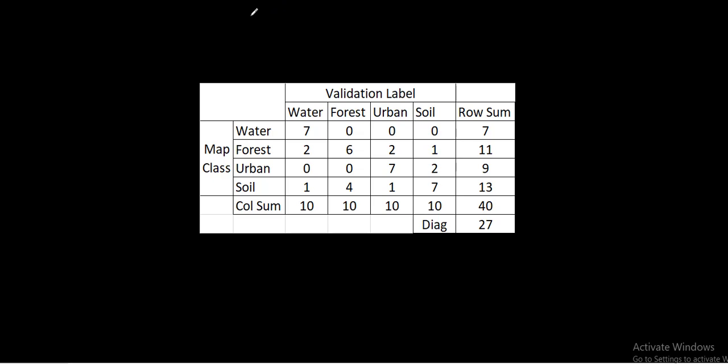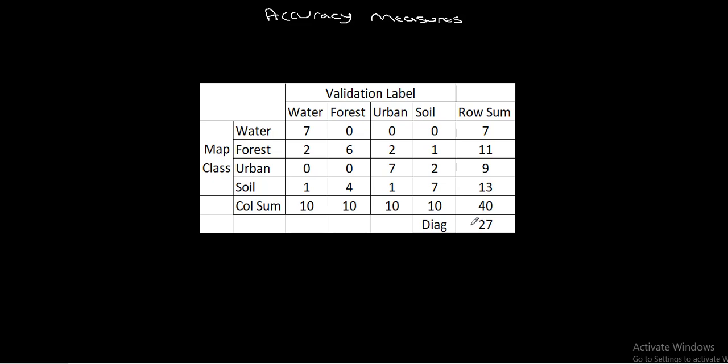And in this remote sensing lecture video, I want to continue our discussion on the error matrix by talking about some accuracy measures. What I've done here is incorporate the row sum, column sum, the total, and the diagonal into our error matrix so that we don't have to recalculate them and everything's a little bit cleaner.